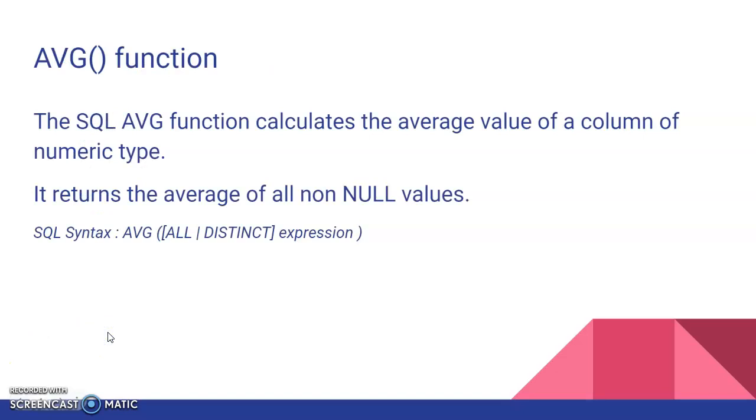Average function. The SQL average function calculates the average values of a column of a numeric type. It returns the average of all non-null values. This is the syntax of average function.